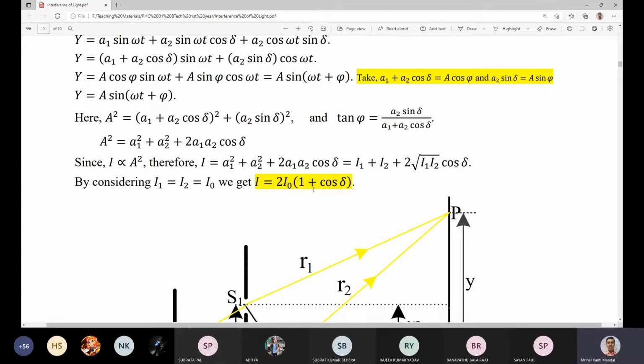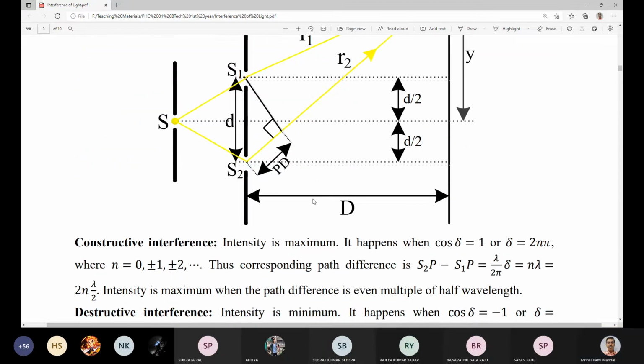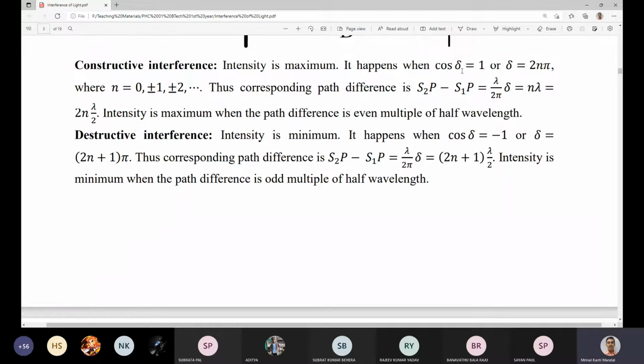So intensity will be minimum when cos delta equals minus 1, and that intensity is 0, and maximum intensity is 4 I naught. It happens when cos delta equals plus 1, that means delta equals twice n pi, where n equals 0, 1, 2, 3, including 0, or plus minus 1, plus minus 2, and so on. Thus the phase difference is twice n pi.